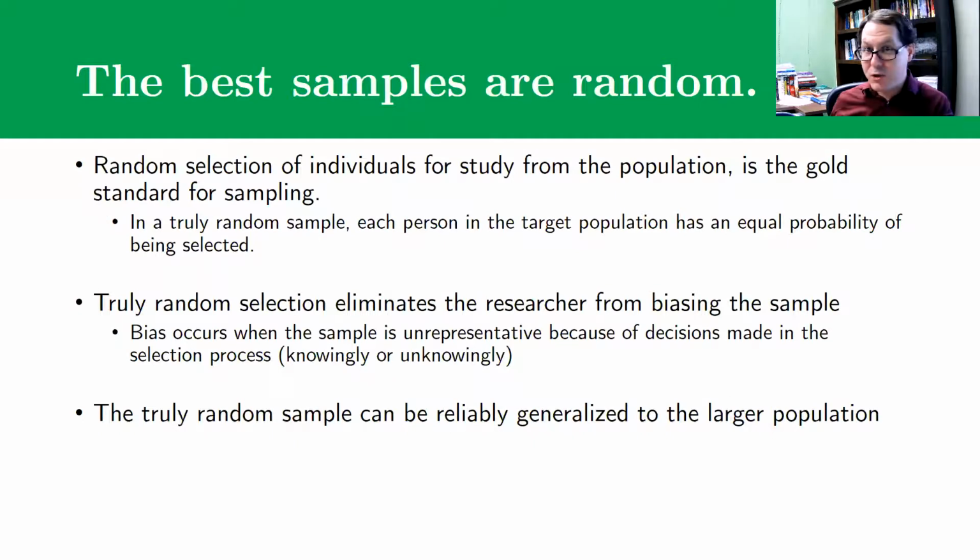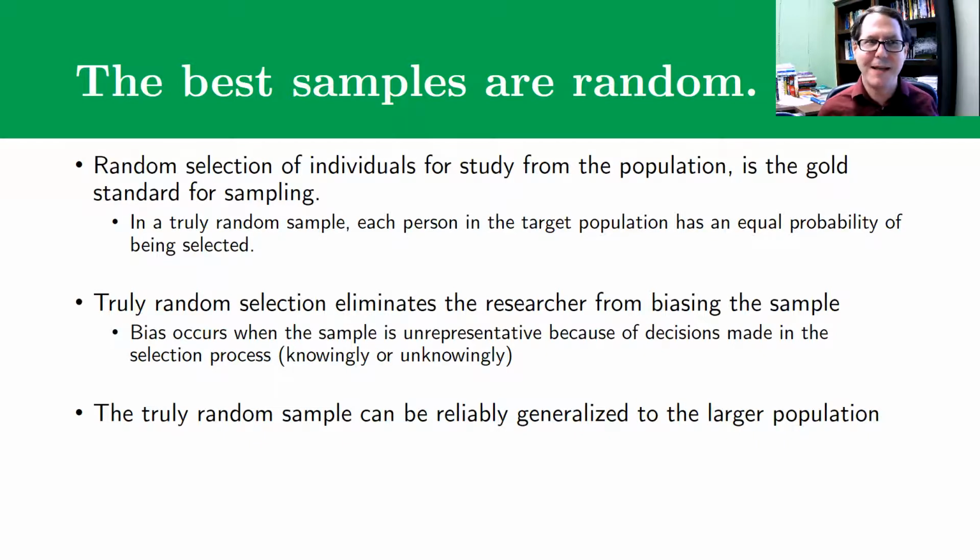Okay, so what we should be trying to do is get a random sample of the population. Random sampling is considered the gold standard for most social science research, and if you can do it, you are going to get better results.